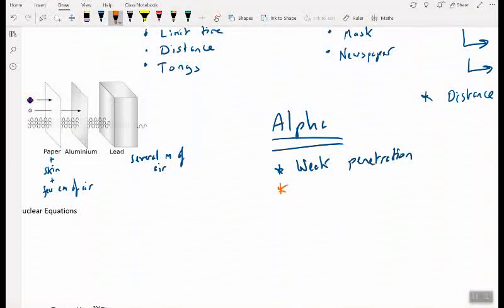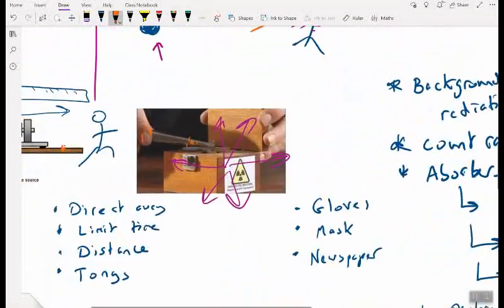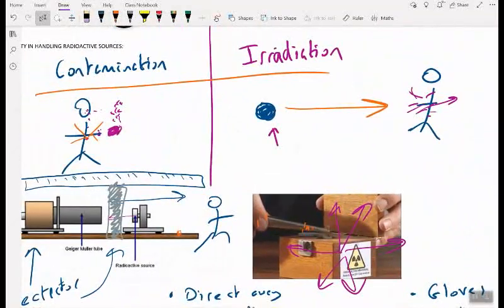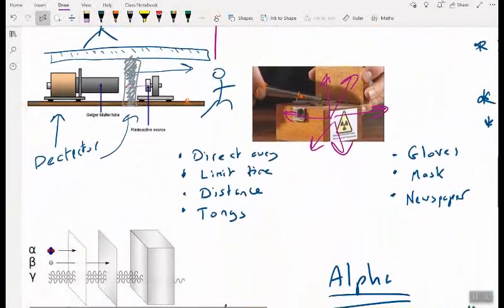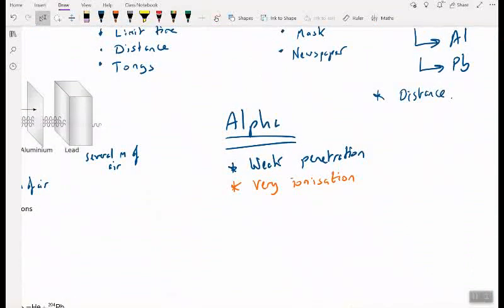However, you would have found that it is very ionizing. So you can't just say, oh well, alpha is not dangerous because it couldn't get through my skin anyway. But it would, if it got inside your body, be very, very harmful. It's very ionizing. It's like we said there about irradiation and contamination. An alpha radioactive source or radioactive isotope is not very dangerous in terms of radiation, but it is extremely dangerous in terms of contamination if you got it inside your body somehow.